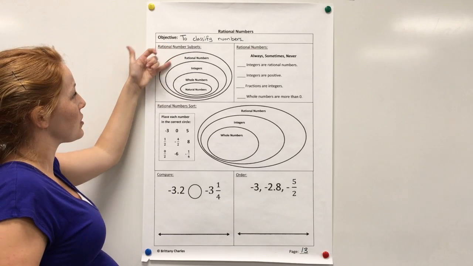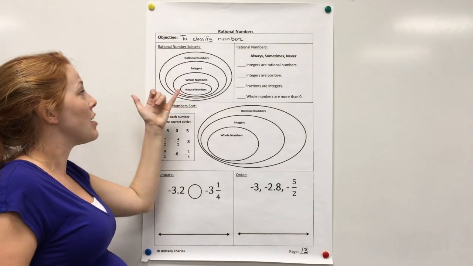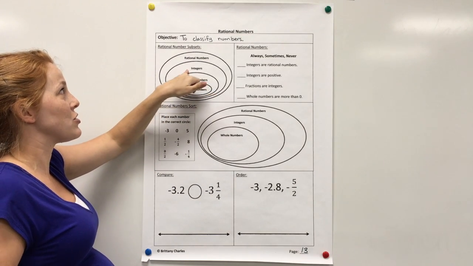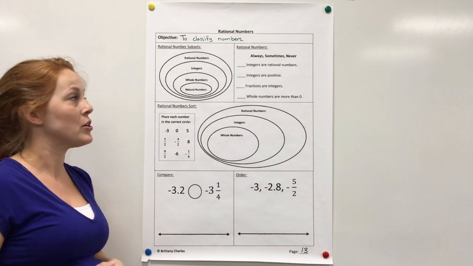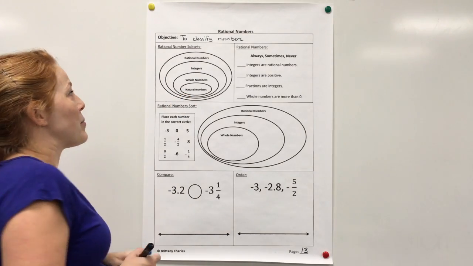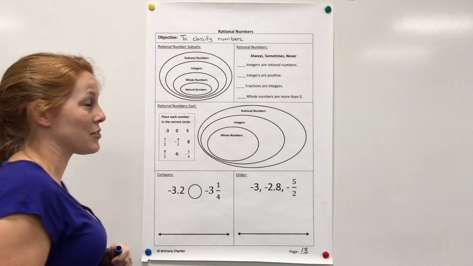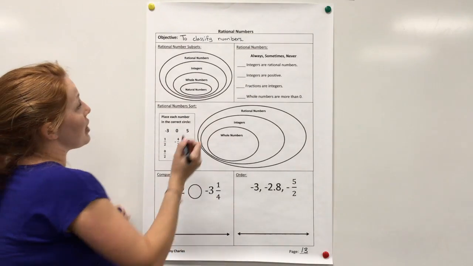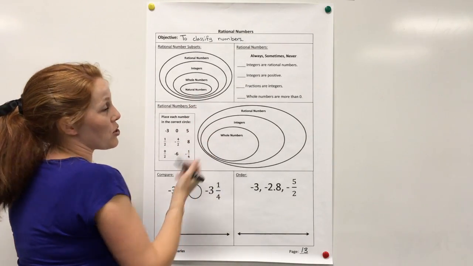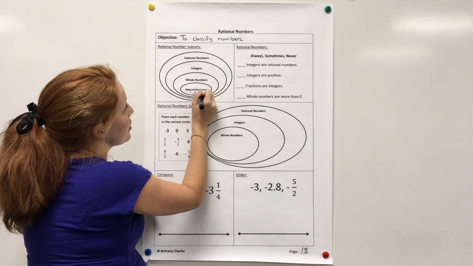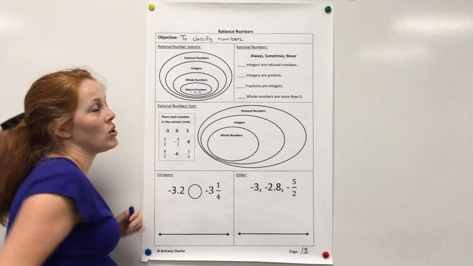Alright, so here is a little bubble diagram of different types of numbers. We have natural numbers, whole numbers, integers, and rational numbers. First of all, I'm going to give you some examples, and you're going to have to write small because we've got a lot to fit in. An example of a natural number, those are your counting numbers. So 1, 2, 3, etc.